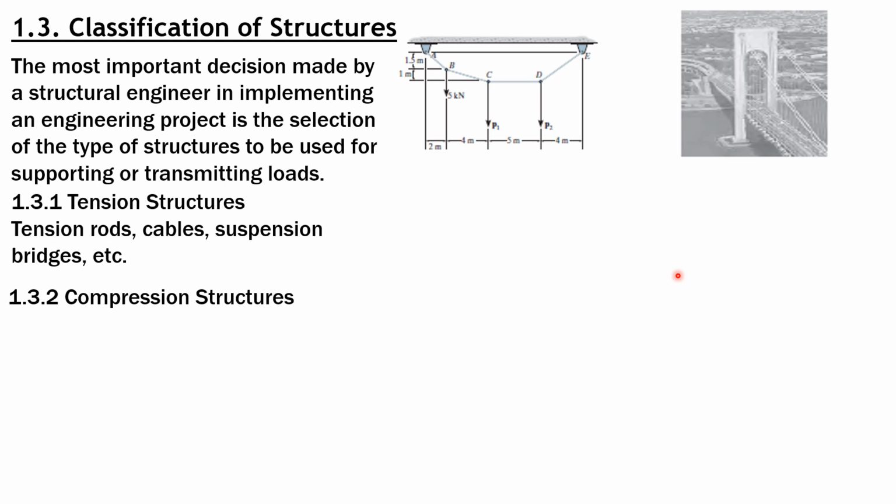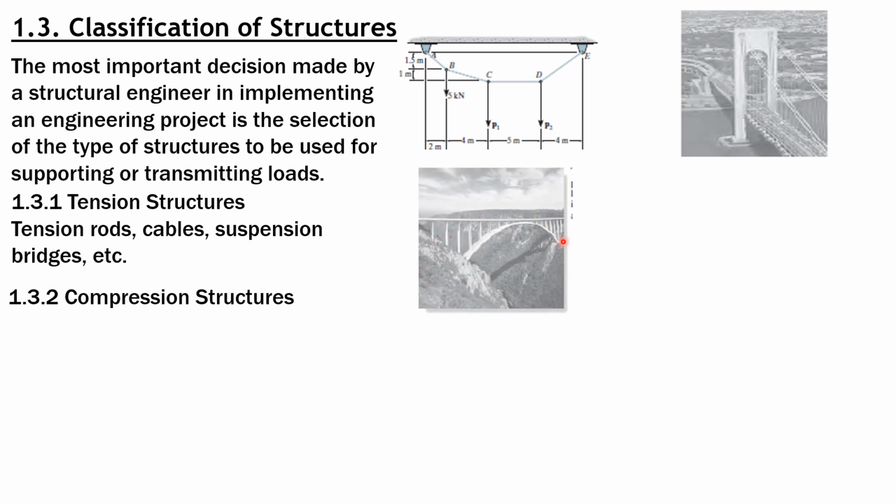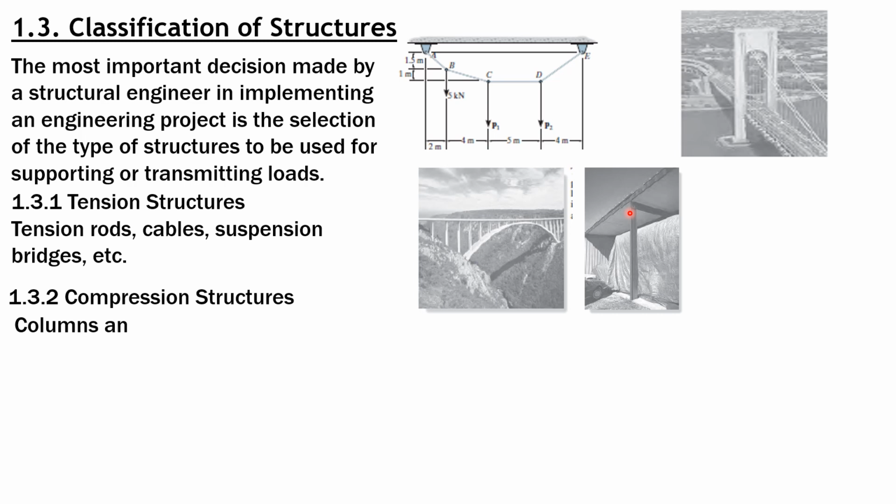We have compression structures such as columns. This one is the opposite of the concavity for cables. This is subjected to compression. This bridge here. We have here a beam column member. This one, part of a frame. Then we have columns and arches. We call this an arch.